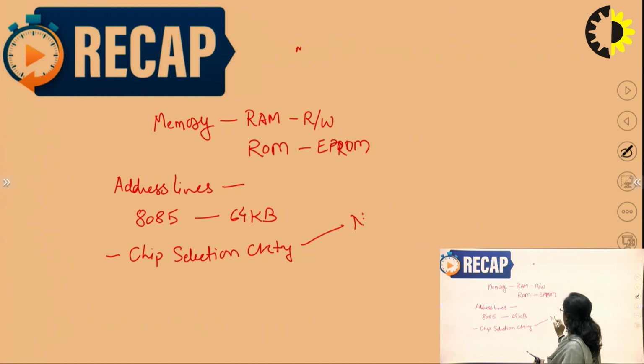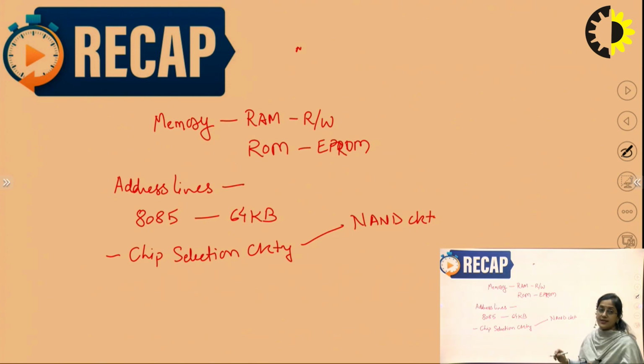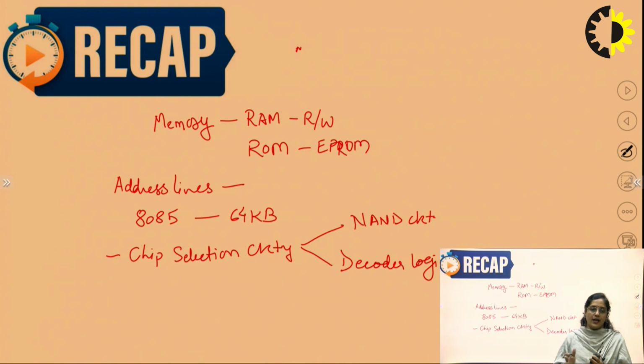One, either we can go with NAND logic, that is NAND circuits, we can use NAND gates, or if we have more than one or more than two memories, if we have 2 RAM, 2 EEPROM or 3 RAM, we have different combinations, then in that case mostly we can prefer decoder logic, so that the circuit we are going to design in hardware, on the PCB board, will be less complex.